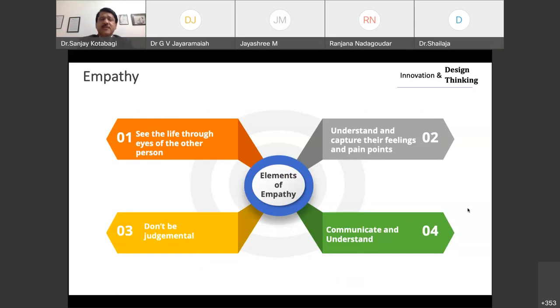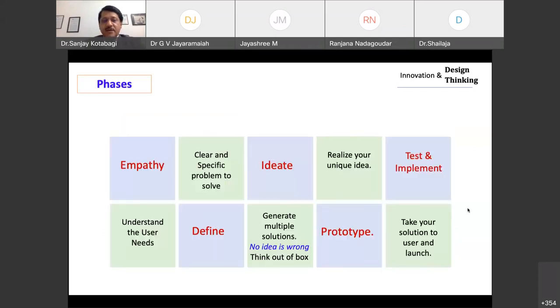There are certain elements of empathy which you really need to understand and focus on. First, it is seeing life through the eyes of the other person. I am going to place myself in the shoes of the other person. Second, understand and capture their feelings and pain points. And third, I cannot become judgmental. It is the important thing which I should never forget. The moment you become judgmental, I'll take you back to that particular circle.